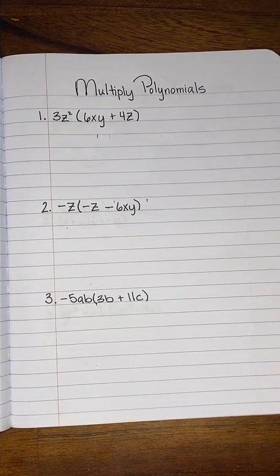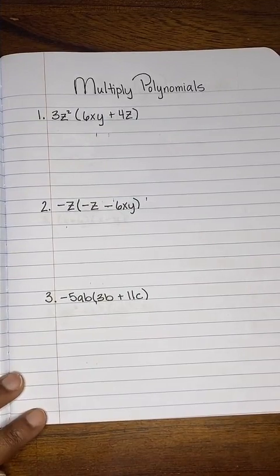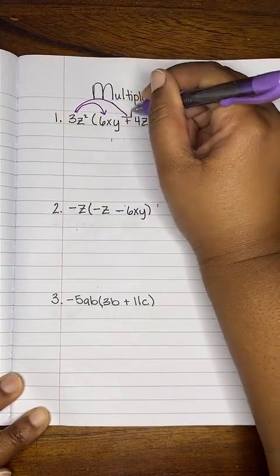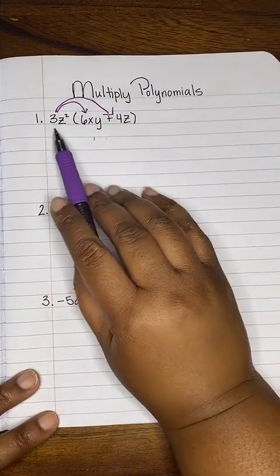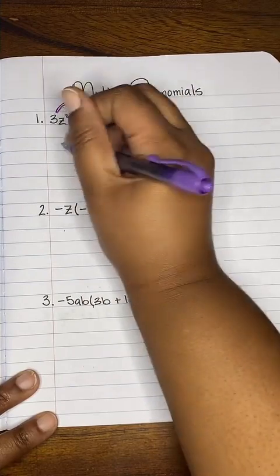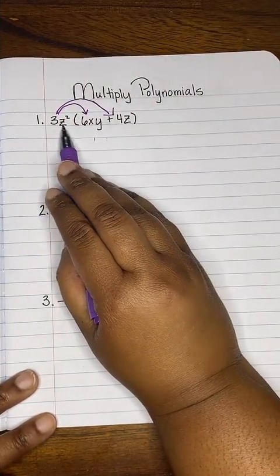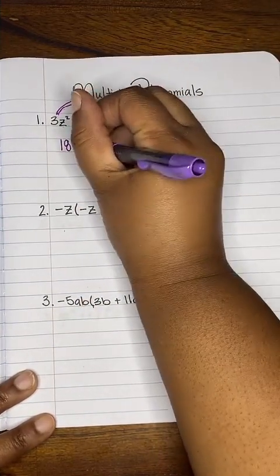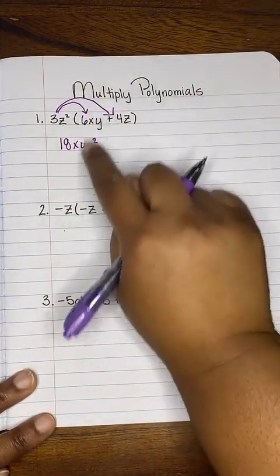Do you distribute? Yes, we do distribute. Perfect. So we're going to distribute here and here, okay? So what we're going to do is first you're going to distribute, look at it as 3 times 6, okay, which is 18. And then we have z squared and we have an x and a y. None of those are like terms, we can't combine, so we just put x, y, z squared. Okay? That's our first term.